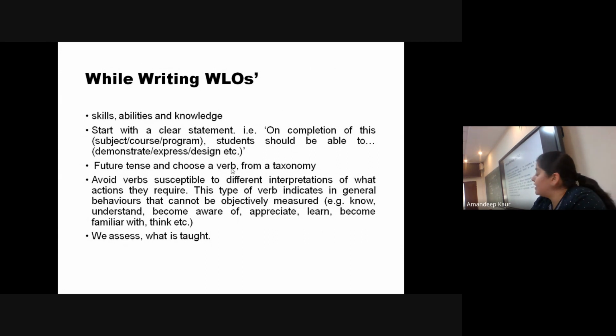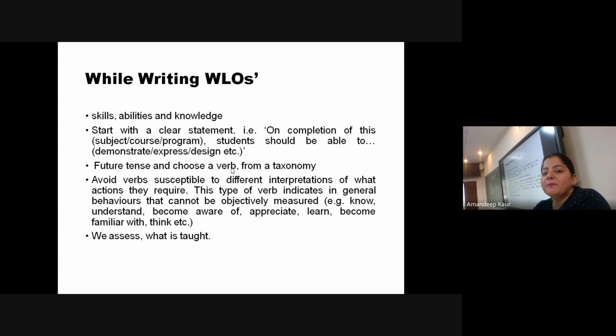So in a nutshell, when it comes to writing different learning outcomes, it is always as per the skill, ability, and knowledge you want to develop among your students. Start with a clear statement. So when I'm saying clear statement, it means on the completion of this subject, course, or program, students should be able to demonstrate, express, or design something. Use future tense and choose a verb from a taxonomy.